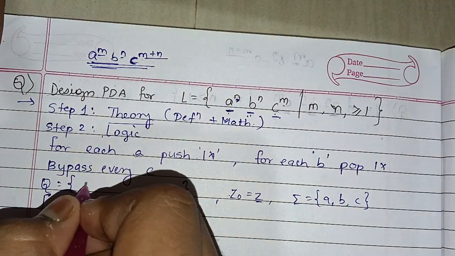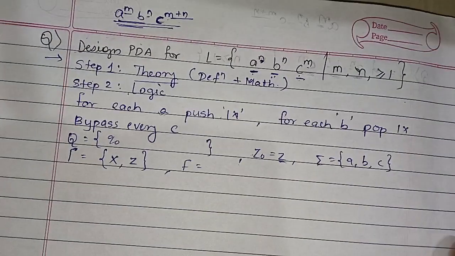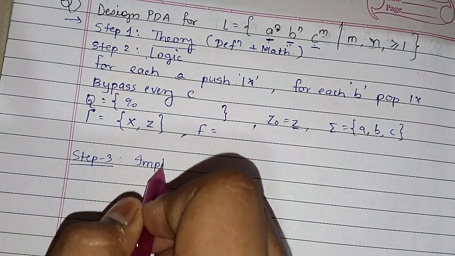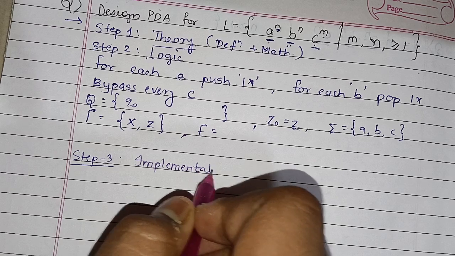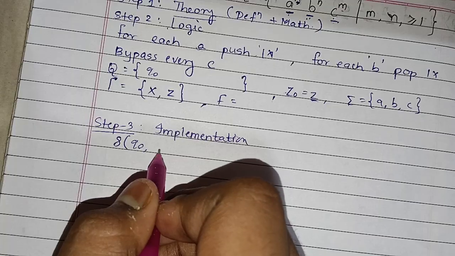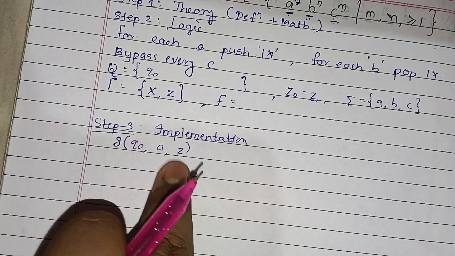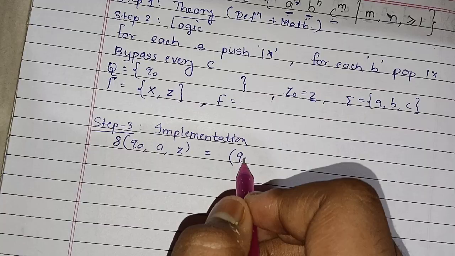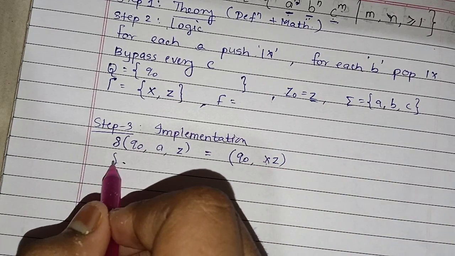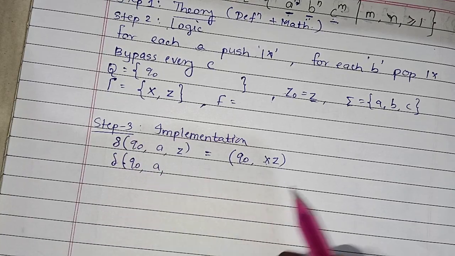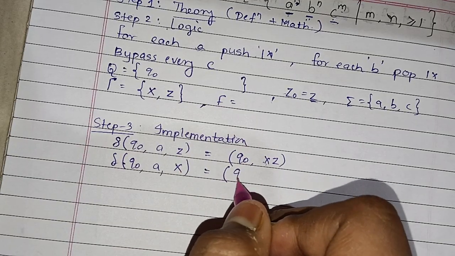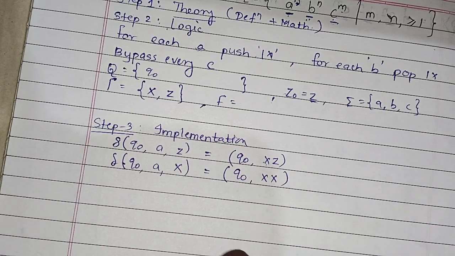Now q0 will be the initial state, so I'm writing q0. What implementation can we see? If I receive a in q0 and the stack top is Z, I will stay in the same state and push X. If it is q0 with input a but the stack top is X, it is a, no issue, I will push only.